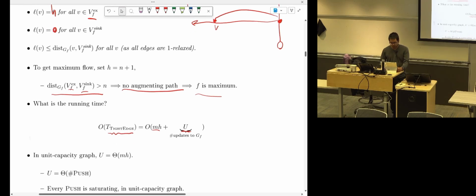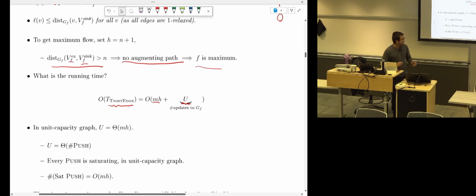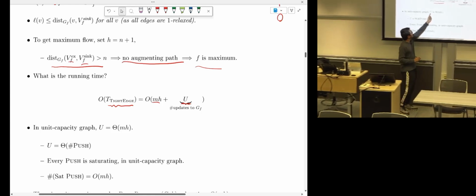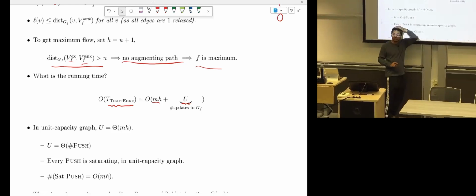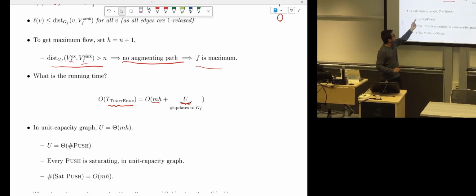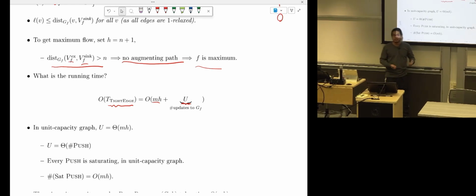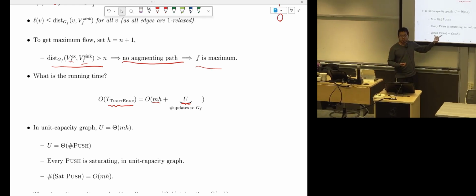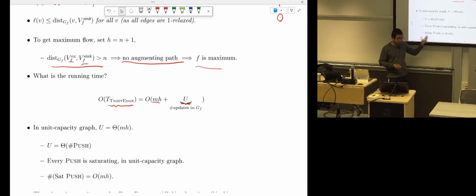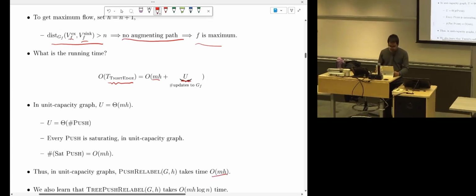But in a unit capacity graph, we see that the number of updates is something like mh too. Why? Because the number of updates is basically the number of pushes. Every time we push, we update something. But every push is saturating in a unit capacity graph. And we showed that the number of saturating pushes is mh. So that's why the running time is mh.